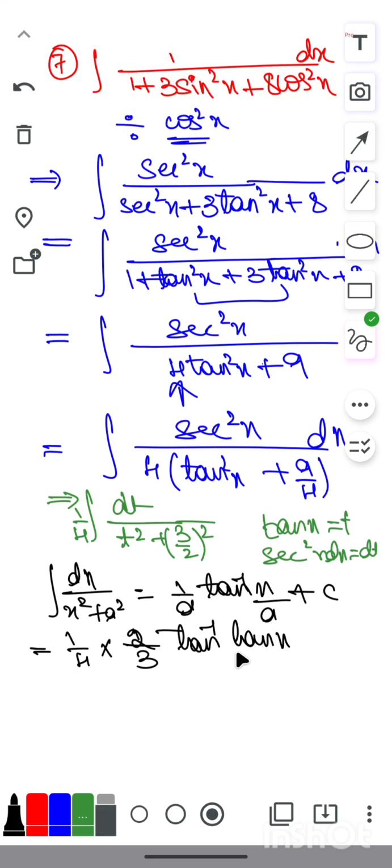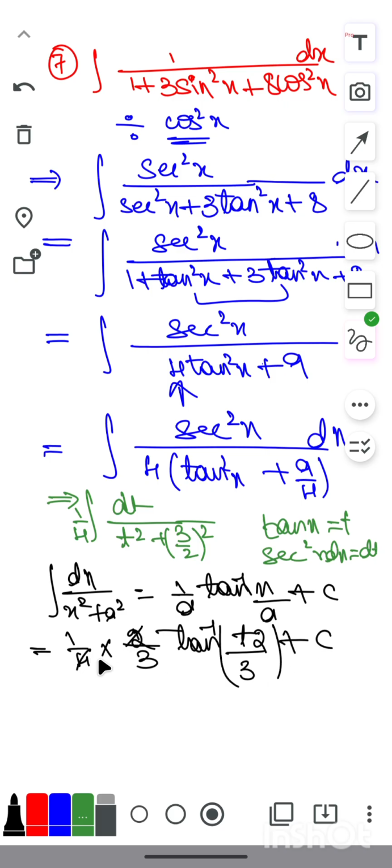Tan inverse of 1 by a into tan inverse of x by a. x stands for t, isn't it? Just a minute. 1 by a into tan inverse of x by a. What is x standing for? t divided by a. a stands for 3 by 2. Okay. Plus c is what we are getting.